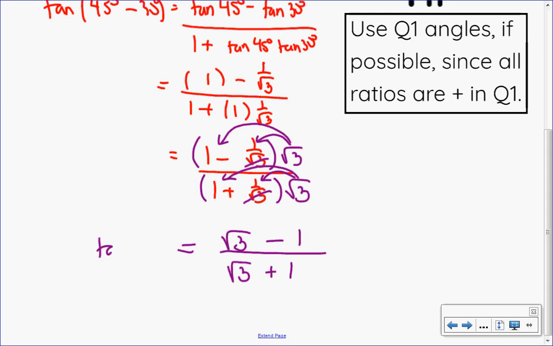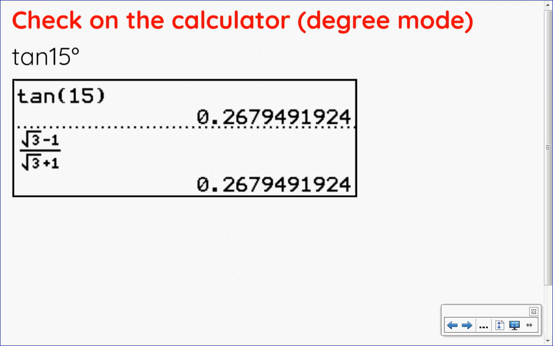So that means that tan of 15 degrees, although it's not on the unit circle, I now know using points on the unit circle and the angle sum and difference formula for tan is root 3 minus 1 over root 3 plus 1. Of course, I'm going to check that on my calculator. So plugging in tan of 15 in degree mode, I get this irrational number, which is the same as the exact value, root 3 minus 1 over root 3 plus 1. So I know I have done that correctly.